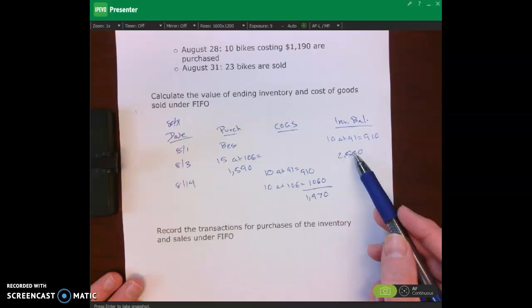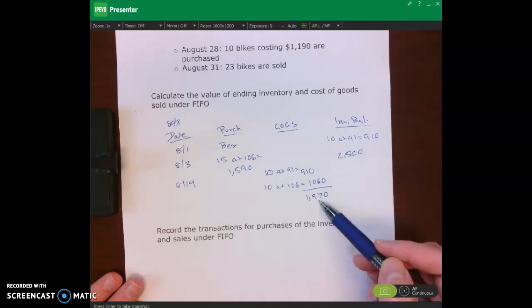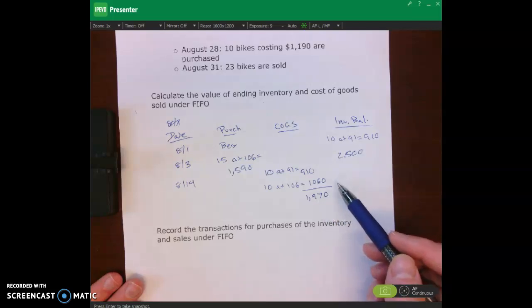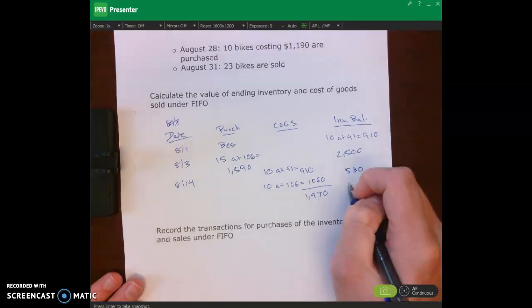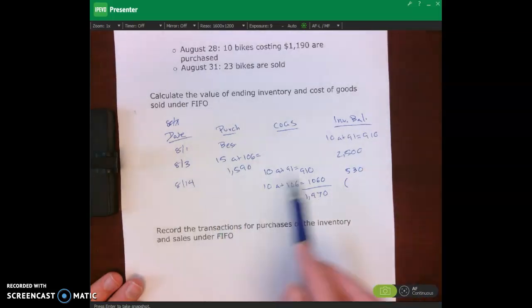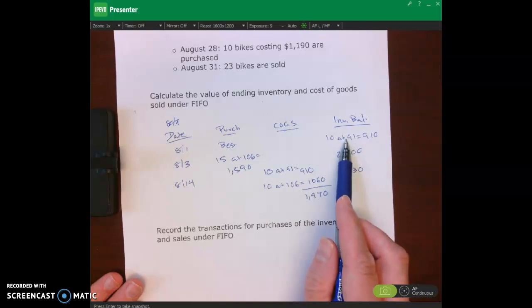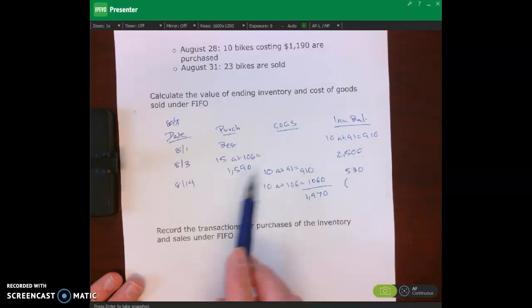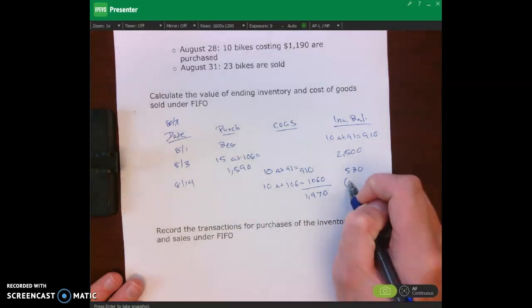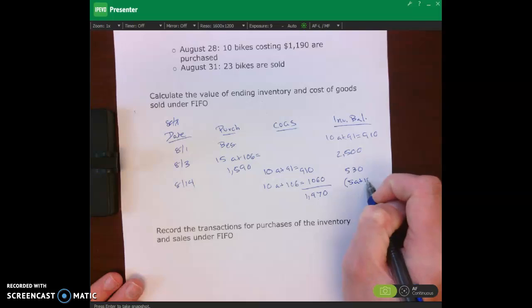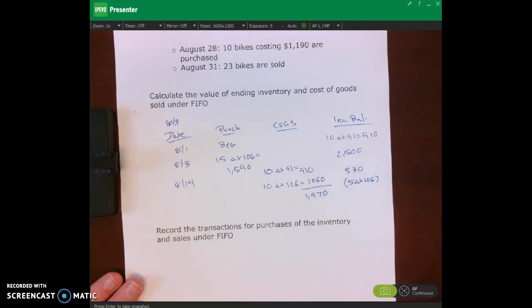Then I can take my inventory balance minus my cost of goods sold, which will give me my leftover inventory right over here, which is simply the 5 at 106, 530. I can also check it by saying, I don't have any more of this 10, because I'm assuming I sold all those. I sold 10 of the 15 of the 106, which means I have 5 left over at the 106, which is 5 times 106 equals our 530.